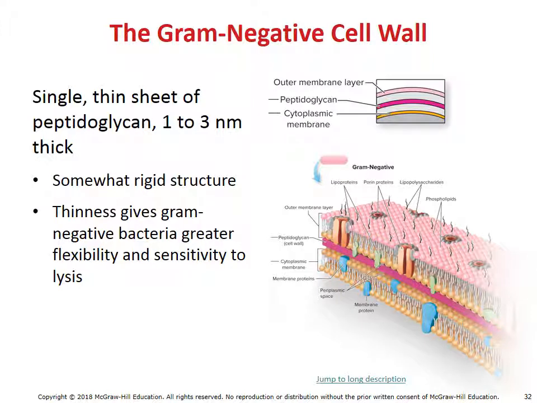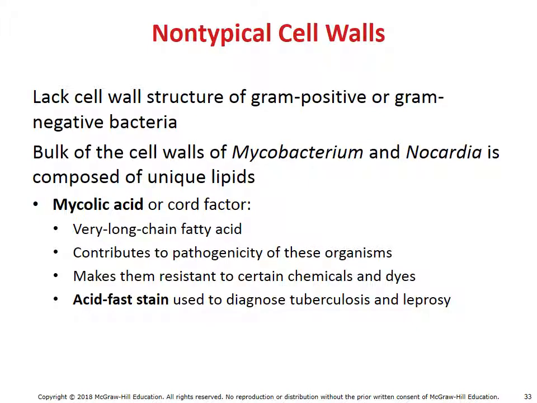The gram-negative, on the other hand, has a much smaller cell wall, only 1 to 3 nanometers, and it's because instead we're going to invest in a secondary outer membrane. So instead of having a big barrier, we're going to have two levels of security to help control what moves across. There are non-typical cell walls that exist out there.